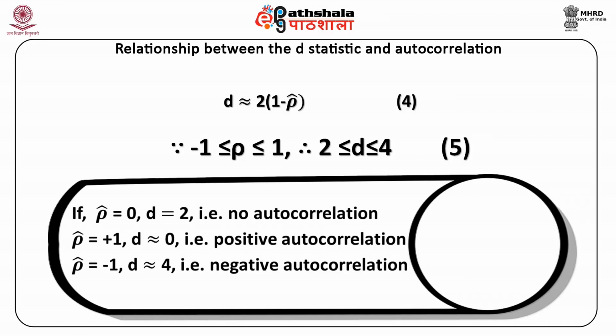The probability distribution of DL and DU does not depend on the values of the explanatory variables, and they have the property that D is between DL and DU, written as D greater than DL but less than DU. Using this property, the Durbin-Watson D test can be carried out to test for autocorrelation. The values for the lower and upper bounds of D are contained in the Durbin-Watson statistical tables.